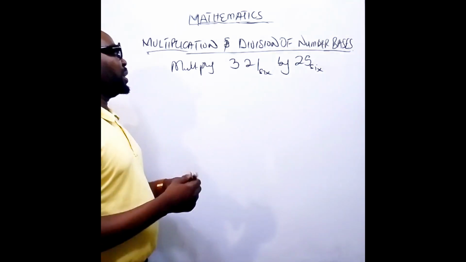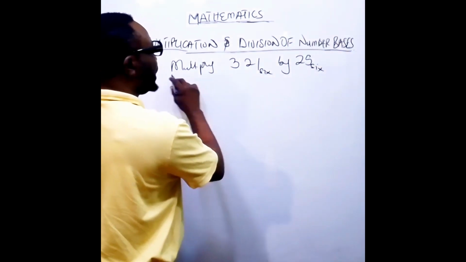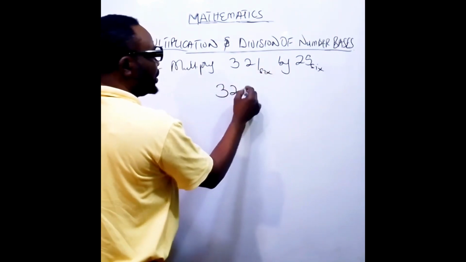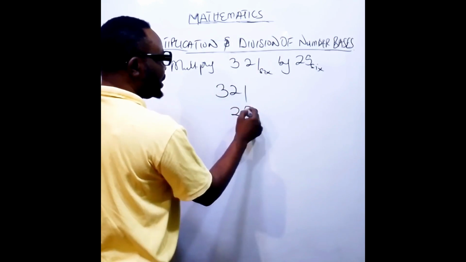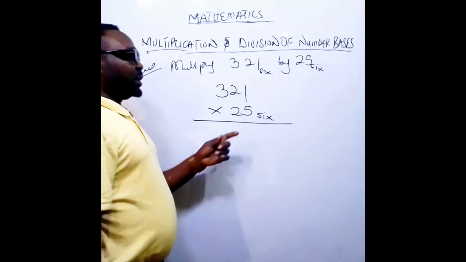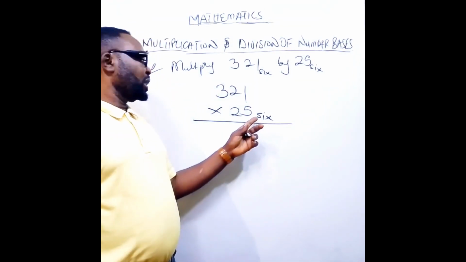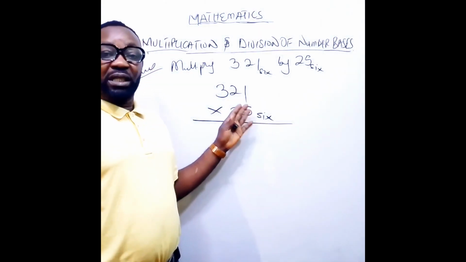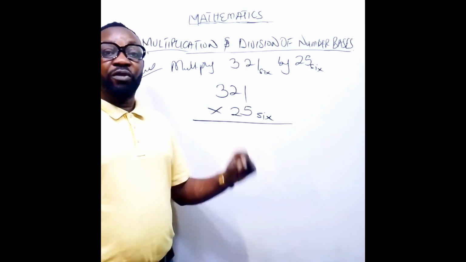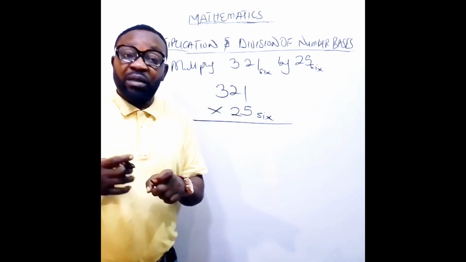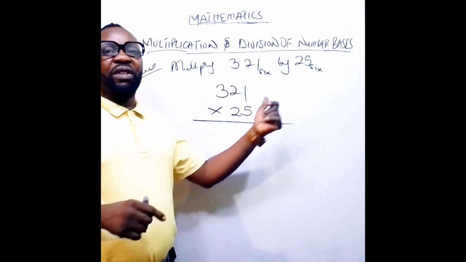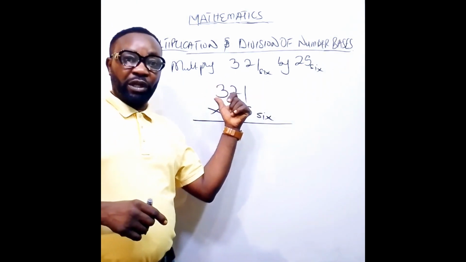Now let's look at this. We have this question here that says multiply 321 base 6 by 25 base 6. You must make sure you write this base there. Now look at this base here. Whatever value you multiply with one another, once it is equal to that base or greater than that base, you must subtract that base from it. Then the number of times you subtracted, if it's one time or two times, you write it on top of the next value that you are going to multiply.